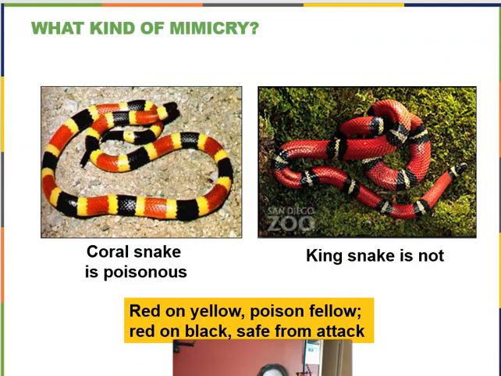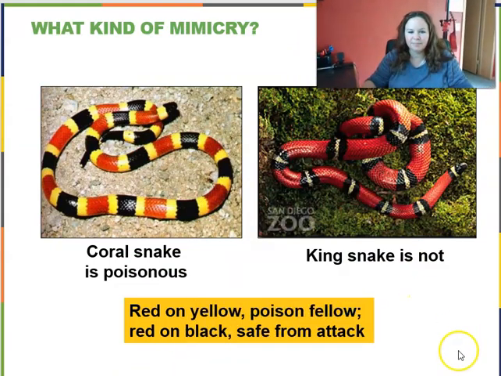Or how about these snakes? So the coral snake is actually poisonous. They have a saying, it's red on yellow, poison fellow. There's the red on the yellow. And red on black, safe from attack. So the king snake is mimicking the coral snake. Not perfectly, so those of us with a brain will know, oh, the king snake is the red on black, it's okay.